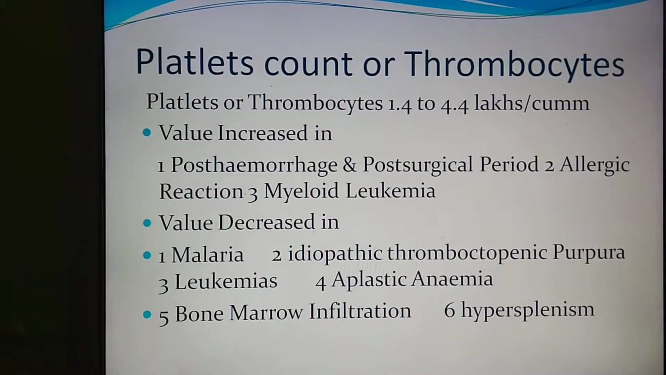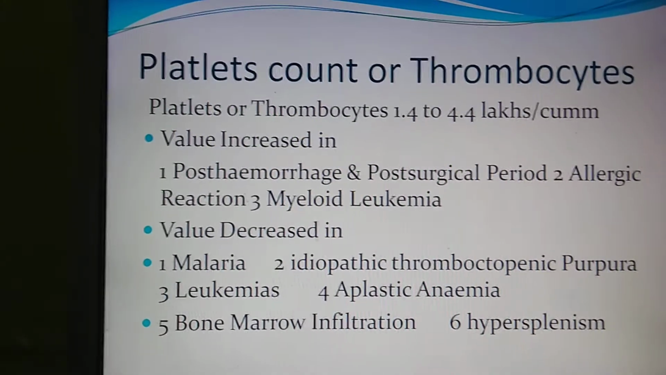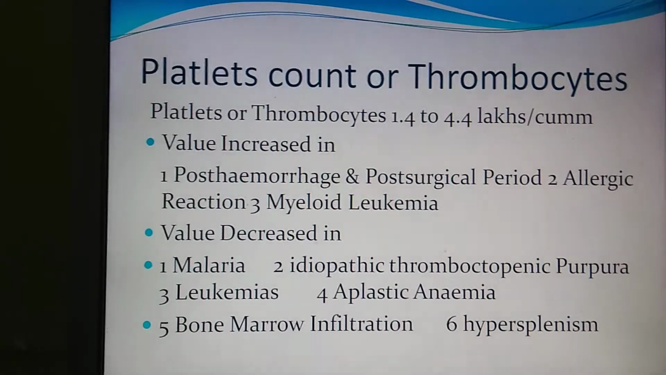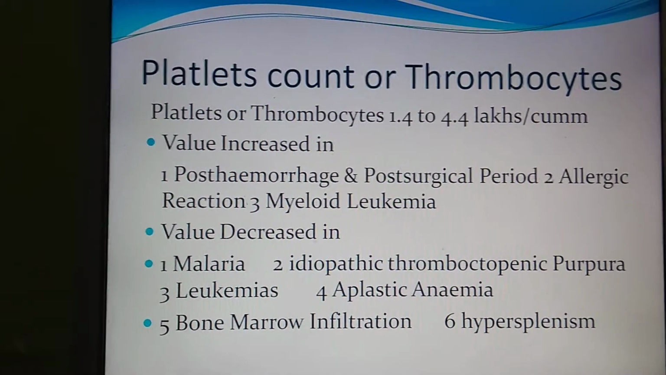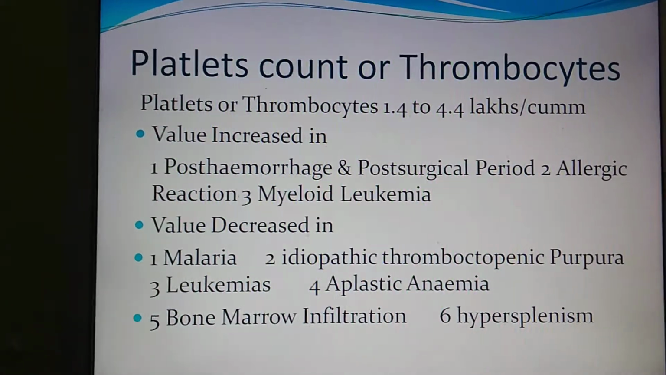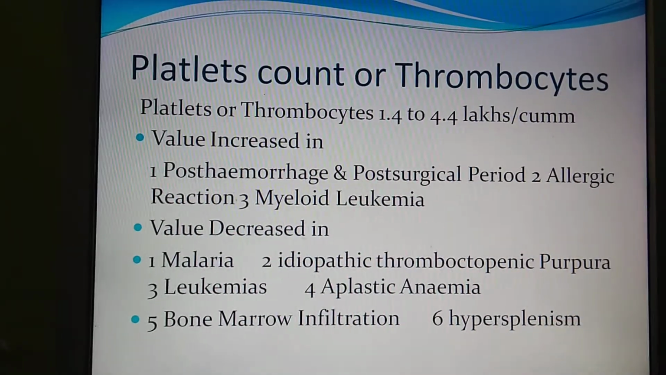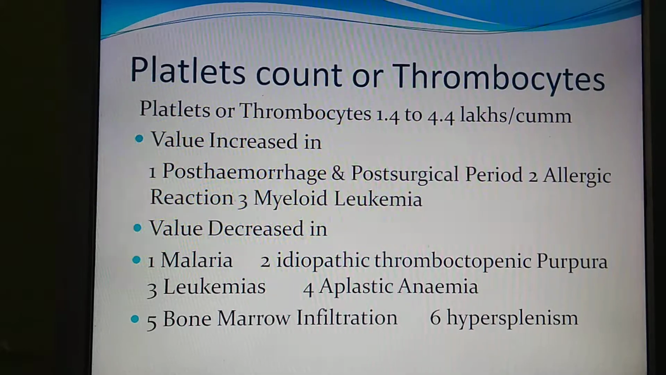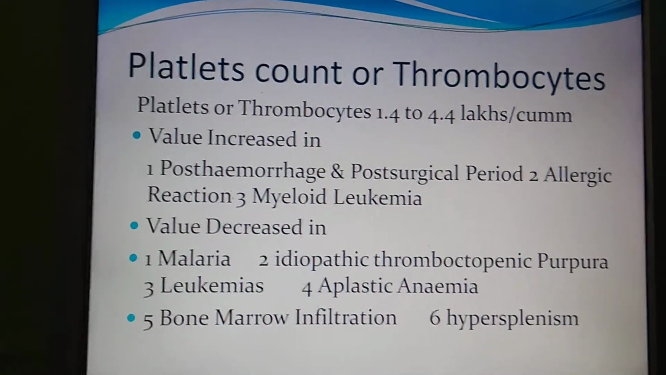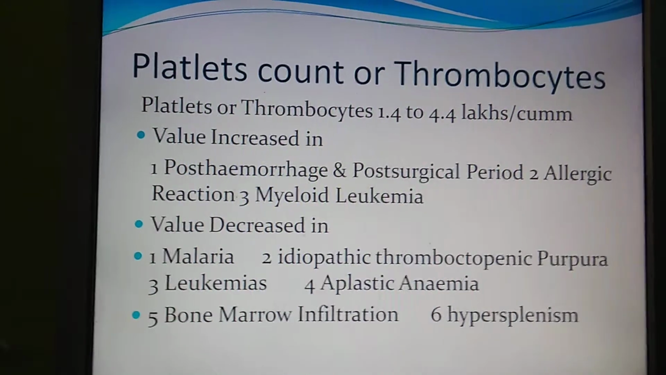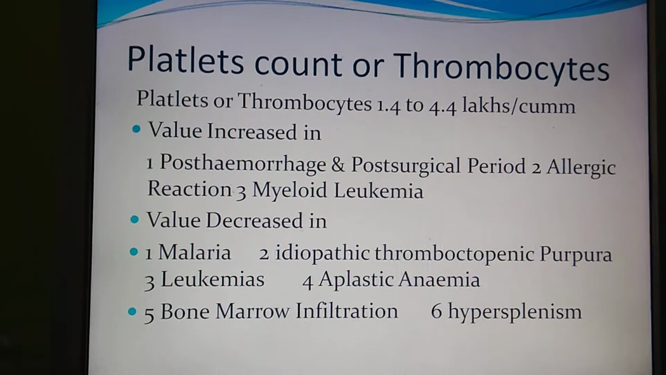Platelet count or thrombocytes. The normal platelet count is 1.4 to 4.4 lakhs per cubic mm of blood. This value increases in the post-hemorrhage and post-surgical period, allergic reaction, myeloid leukemia. The value decreases in malaria, idiopathic thrombocytopenic purpura, leukemias, aplastic anemia, bone marrow infiltration, hypersplenism.